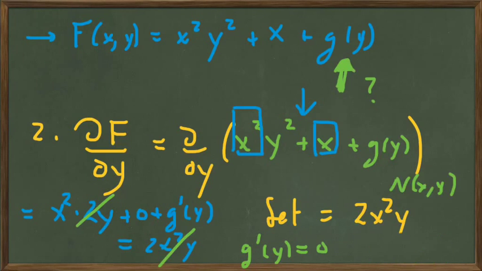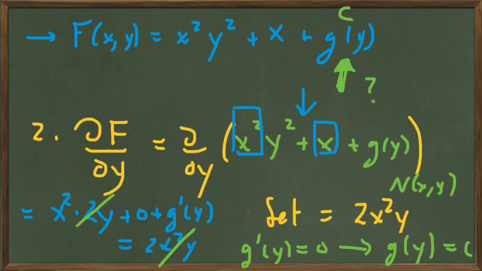or g of y equals a constant. Typically, g of y is going to be some function. So if we put that back in, we have found g of y as a constant, and we have our solution now to the differential equation.